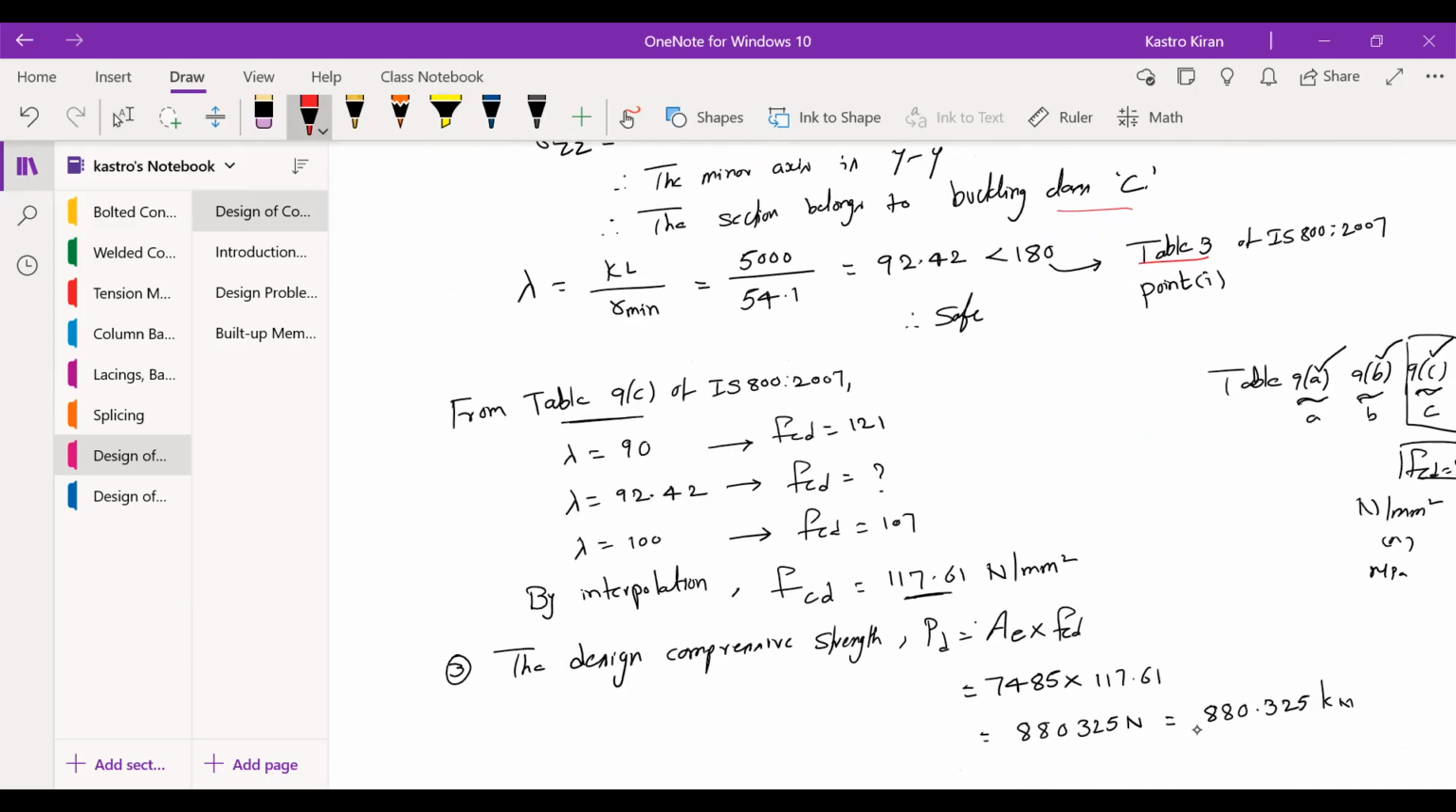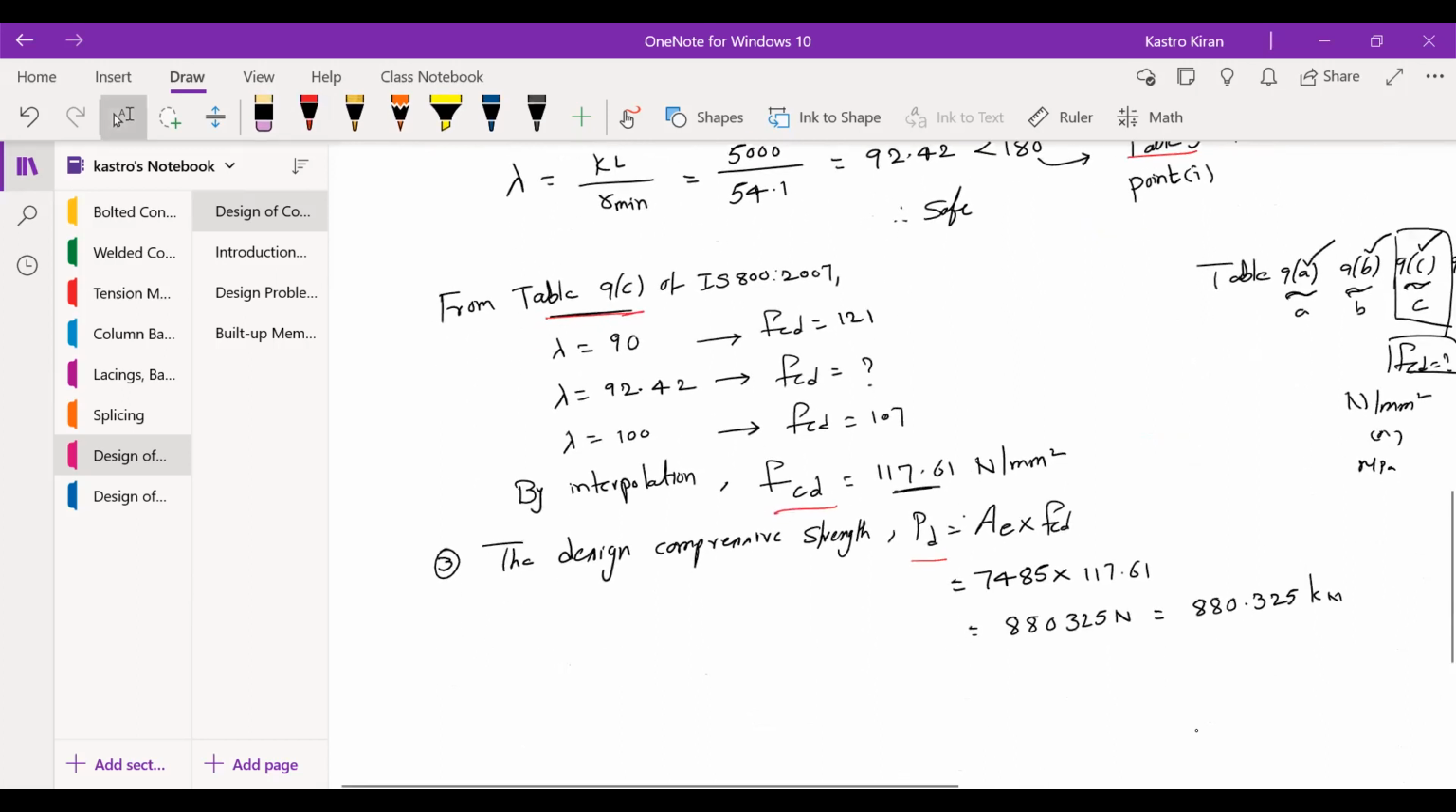And from then, you are going to refer to table 9C because our section belongs to buckling class C. Now, by interpolation, you're going to find out the value of FCD, and from then on, you can find out the value of PD, that is AE into FCD. So this is how you can solve the problem.